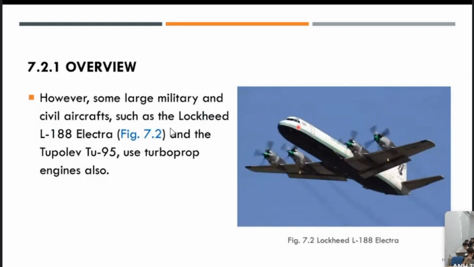However, some large military and civil aircraft, such as the Lockheed L-188 Electra, shown here in figure 7.2, as well as the Tupolev Tu-95, use turboprop engines as well. In this particular case, it is a low wing where there are 4 turboprop engines installed on the wing itself.